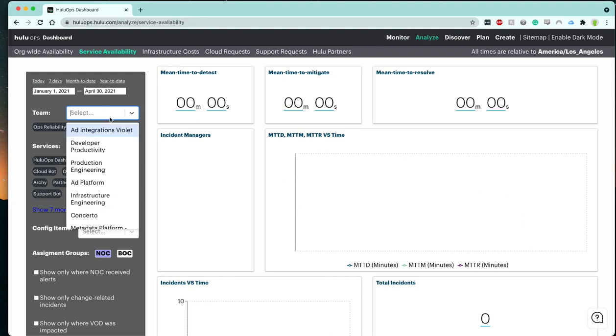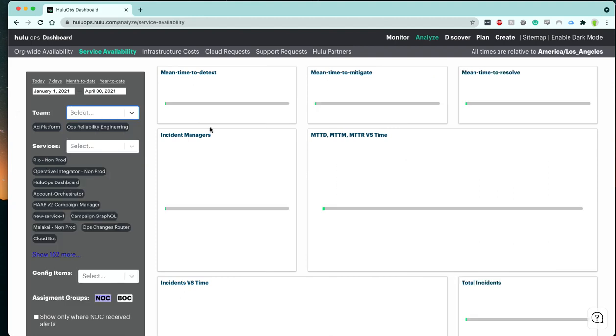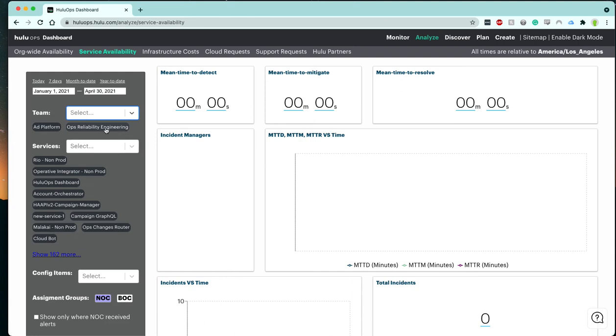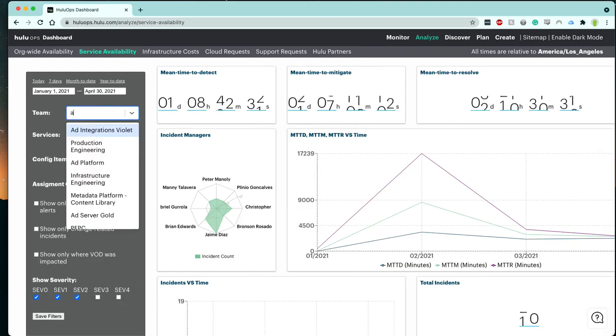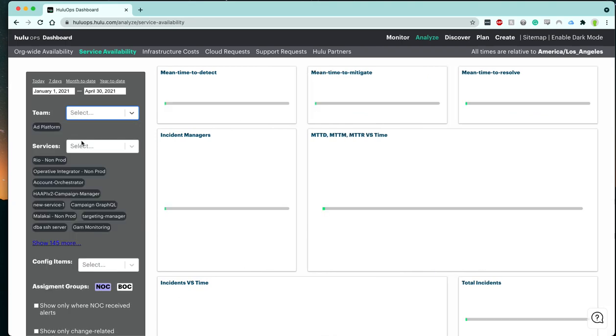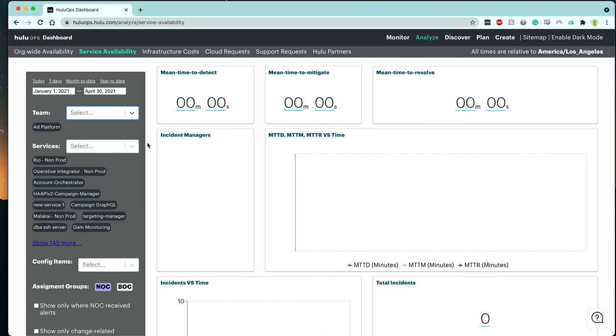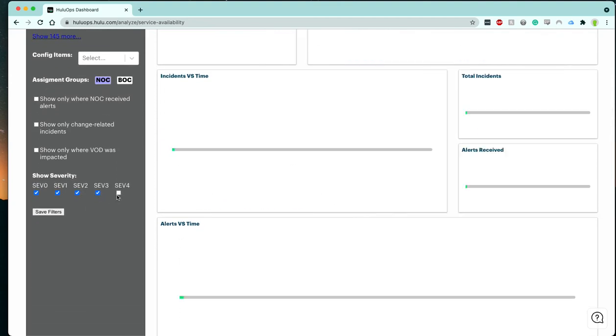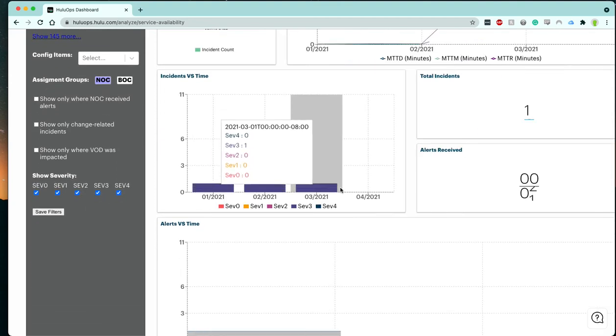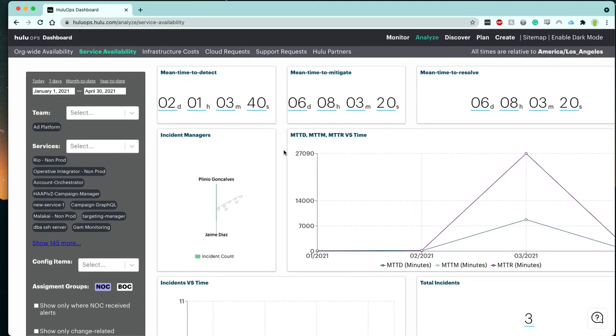And so for grins, we will change this and we will say ads. Let's see, we'll say ad platform. Again, maybe a very bad example. Don't know. We'll see. Okay, we have no Sev 0s, no Sev, you know what? Let's include Sev 3s and Sev 4s. And now you get a real breakout.